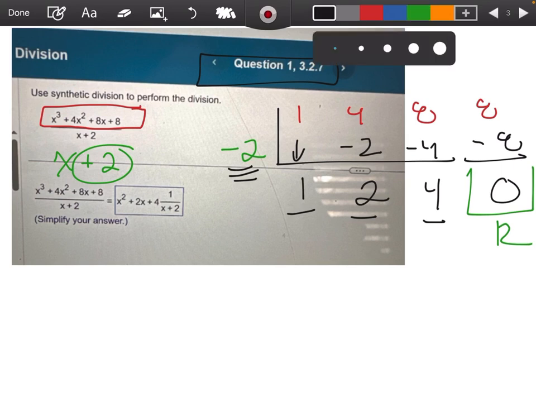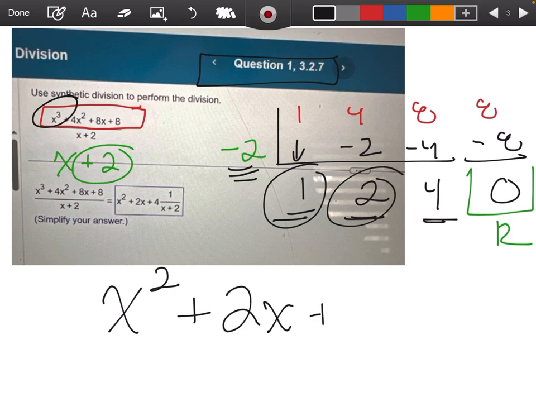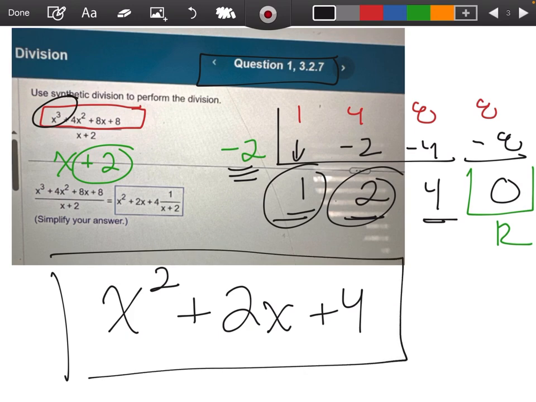So we used to have an x to the third. Since we divided it out, we reduced our powers by 1. So now that's the number in front of my x squared. That's the number in front of my x. And the 4 is my constant term, and we do not have any remainders. And that's my answer. If y'all got any questions, let me know. I'm happy to help.